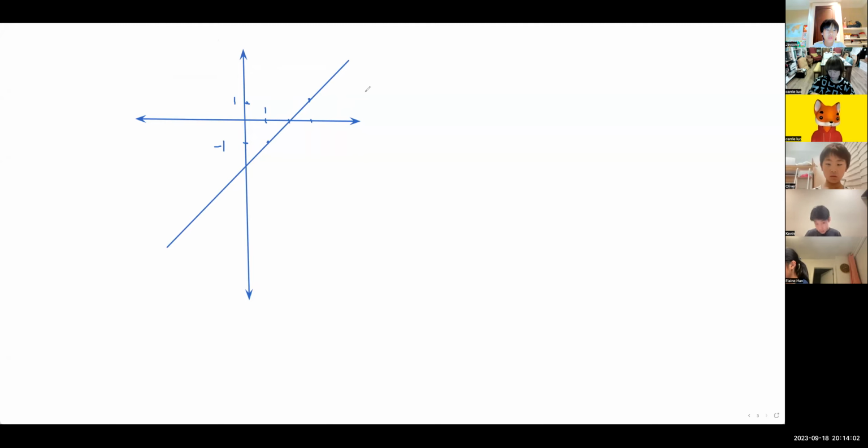Is the negative on the y-axis -2 or like -1.5? No, I have this one. So you need to find. Oh, never mind. Yeah.